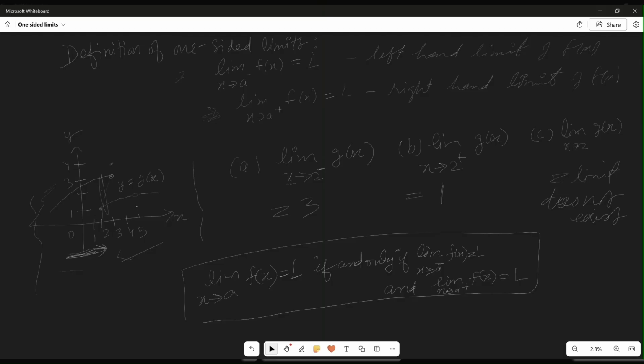And this is where you can apply this principle. For example, if you try to find the limit as x approaches 5 from the left-hand side, it's 2. And the limit for this function as x approaches 5 from the right-hand side is also 2.